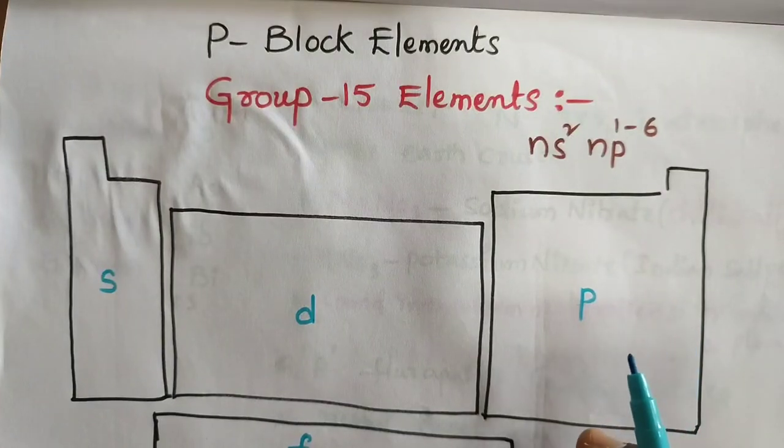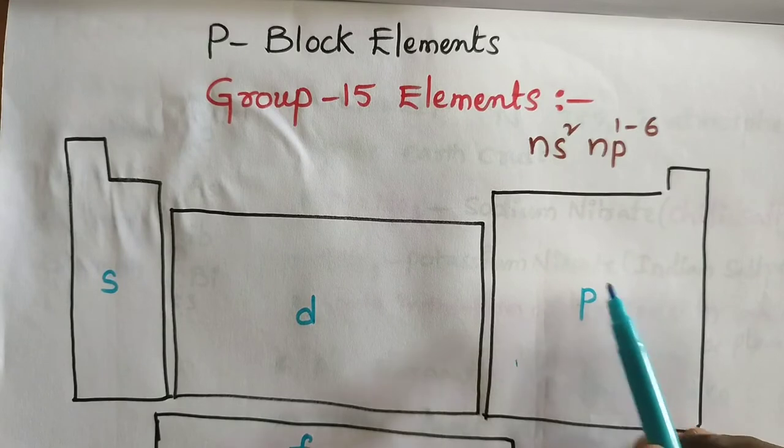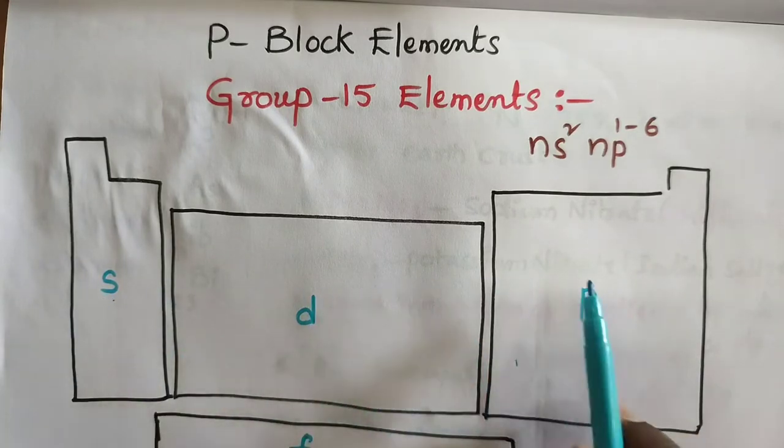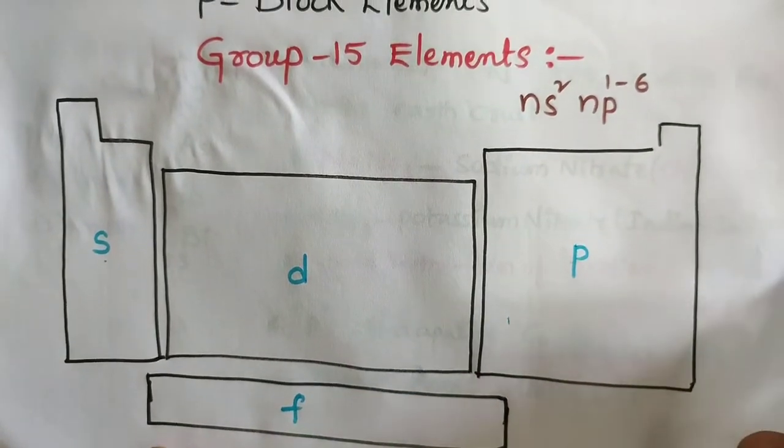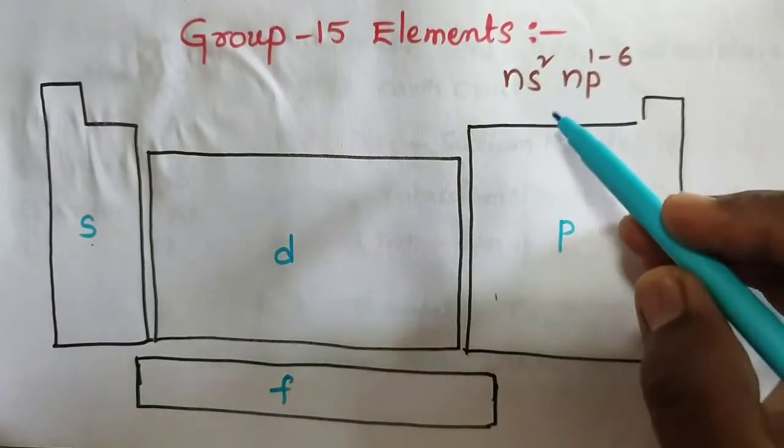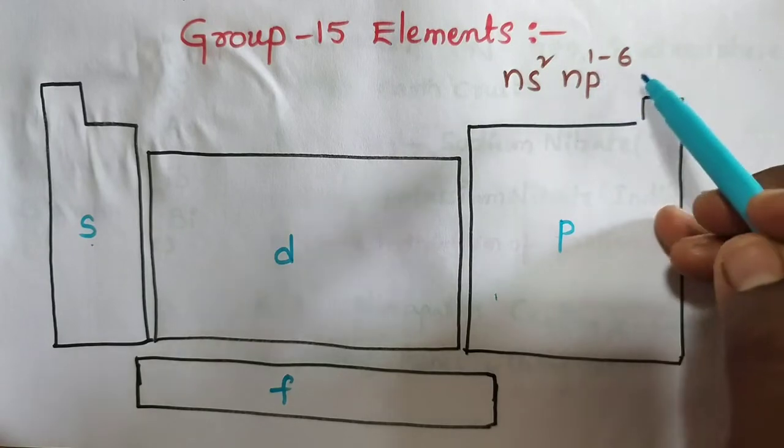Now the topic is p block elements. So this is S block, this is P, this is D, and this is F block elements. The general electron configuration of p block elements is ns2 np1 to 6.